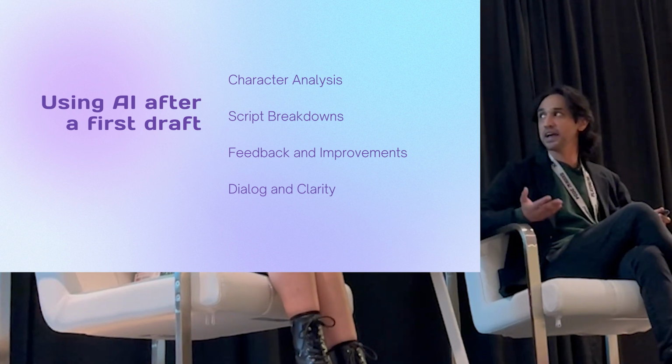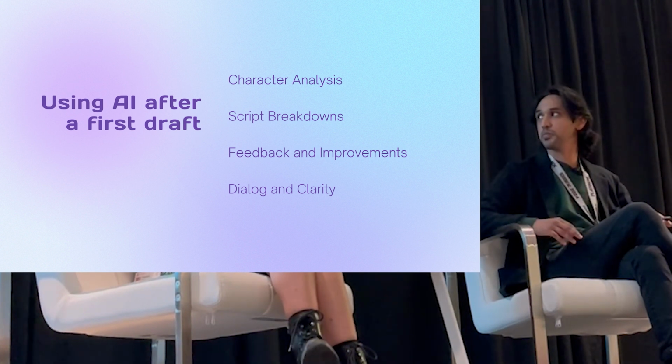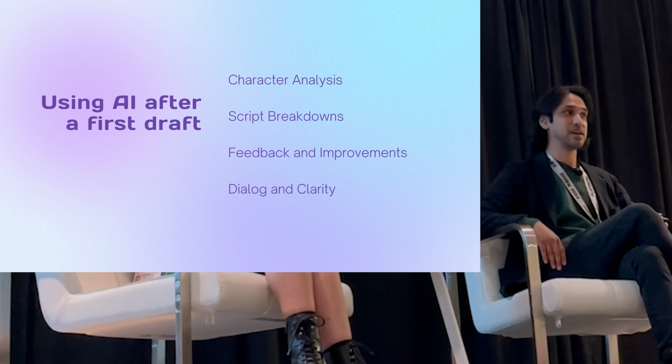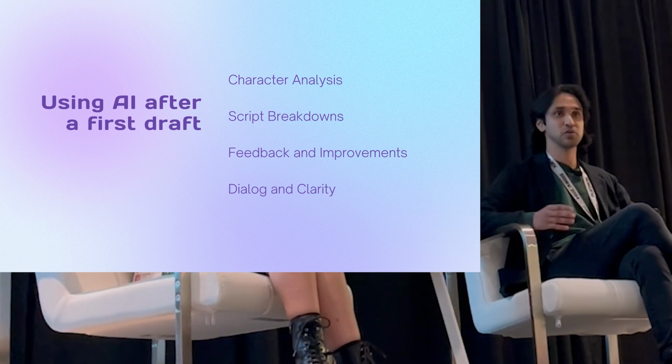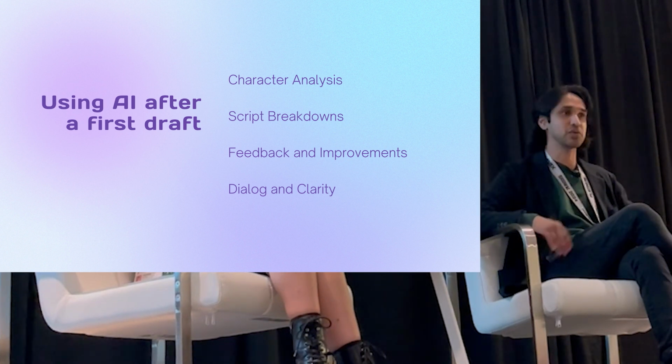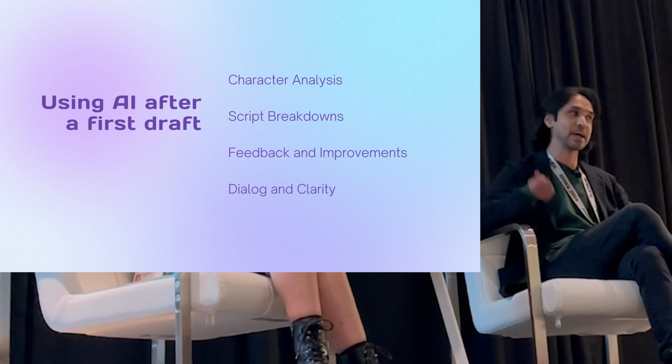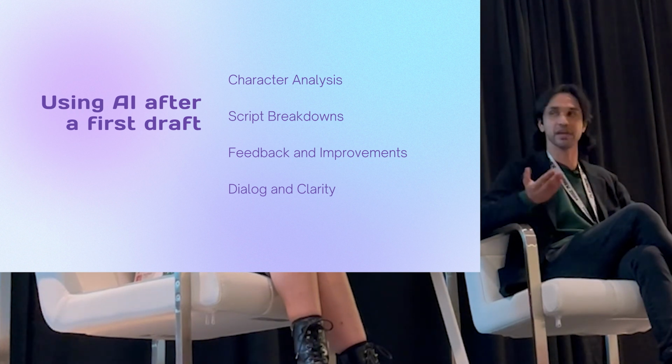And then, yeah, using AI after a first draft: character analysis, script breakdowns, feedback improvement, and also dialogue and clarity. A thing I like to do all the time with my writing is, if I'm not quite sure about it, I'll throw it into 11 Labs and hear somebody else's voice reading my words. And that external feedback often lets me know exactly where I need to make my edits, and it just really helps you become a better writer and better creative.